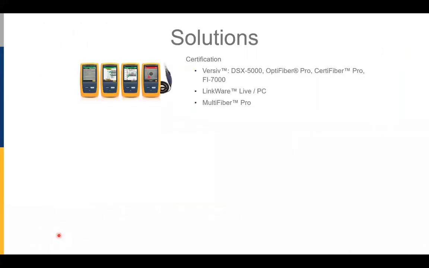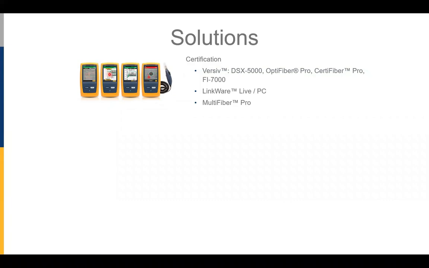All right, folks, there's the technical part, a little bit of commercial stuff. Our most common solution, the bread and butter, our day-to-day business, is the Versiv platform. All four of these testers have the same device on the front end, the same screen, the same look and feel, the same linkware software to administer the test results, but we have a copper version, which is the DSX 5000 or the DSX 8000.